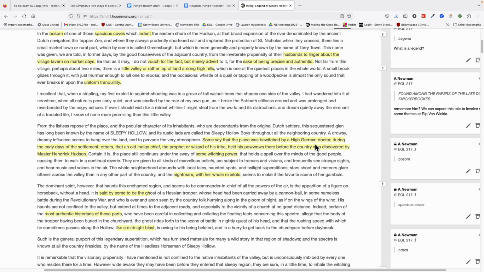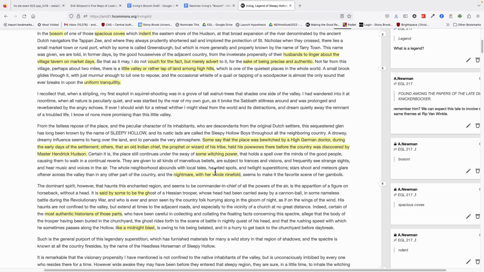"Some say it was bewitched by a high German doctor. Others, that an old Indian chief, the prophet or wizard of his tribe, held his powwows there before the country was discovered by Master Hendrik Hudson. Certain it is that the place still continues under the sway of some witching power, and holds a spell over the minds of the good people, causing them to walk in continual revelry. The whole neighborhood abounds with local tales."